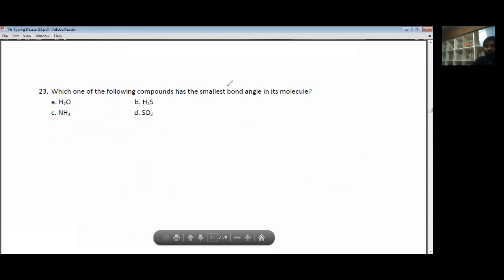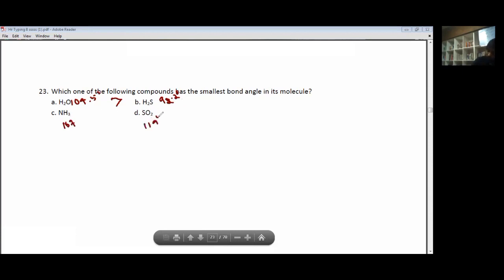Which of the following has the smallest bond angle in a molecule? Water has a bond angle of 104.5 degrees. H2S has a bond angle less than water, nearly 90 degrees or 92 degrees. Ammonia has a pyramidal shape, so the bond angle is 107 degrees.